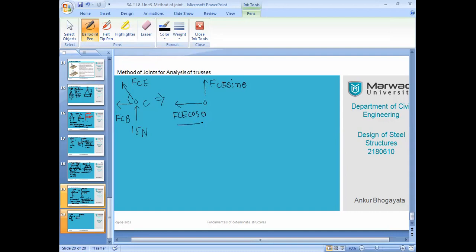Then we have one more force, FCB in the horizontal direction, and finally we have 15 Newton. So now you use sigma V equals 0. So that is your FCE sine 60 plus 15 equals 0.